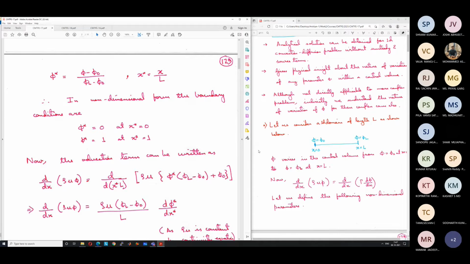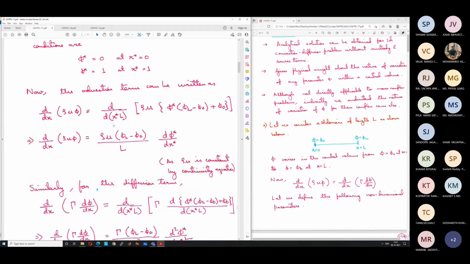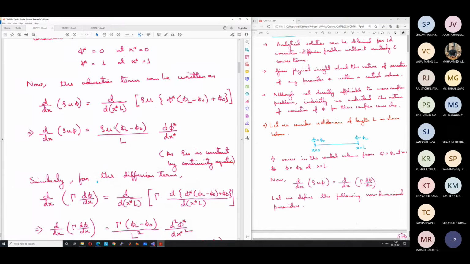Now let us non-dimensionalize the equation also. So this is our equation, d dx of rho u phi is equal to d dx of gamma d phi dx. Okay. Please let me know whenever you do not understand something here. Not difficult to understand, but still. So first, let us consider the advective term d dx of rho u phi. Okay. So x we can write as, let us keep this open. Okay. x is equal to x star into L.